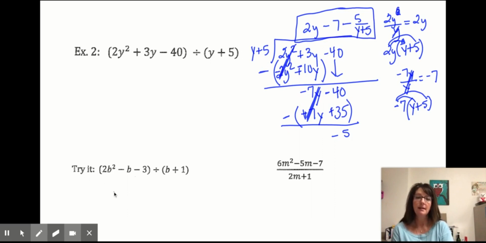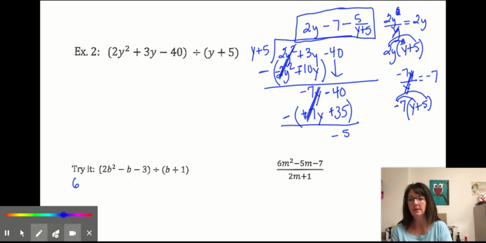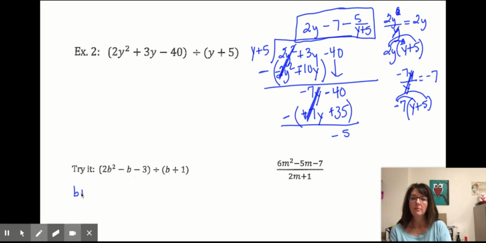So let's try this again. So let's take and set it up. So we have our divisor on the outside, b, it's not b plus 1. I need to move this over. B plus 1 and 2b squared minus b minus 3. Okay, so how many times does b go into 2b squared?